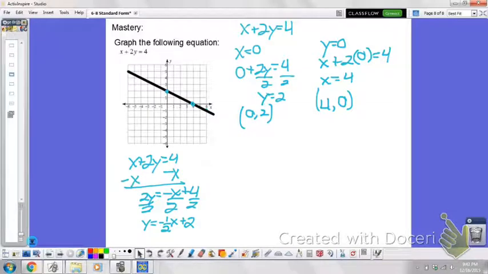So here's the solution to the graph. I again solved it both ways. Like I said, on your homework, you can solve it either way, either the intercepts or the y equals mx plus b. It doesn't matter to me, whichever works best for you.